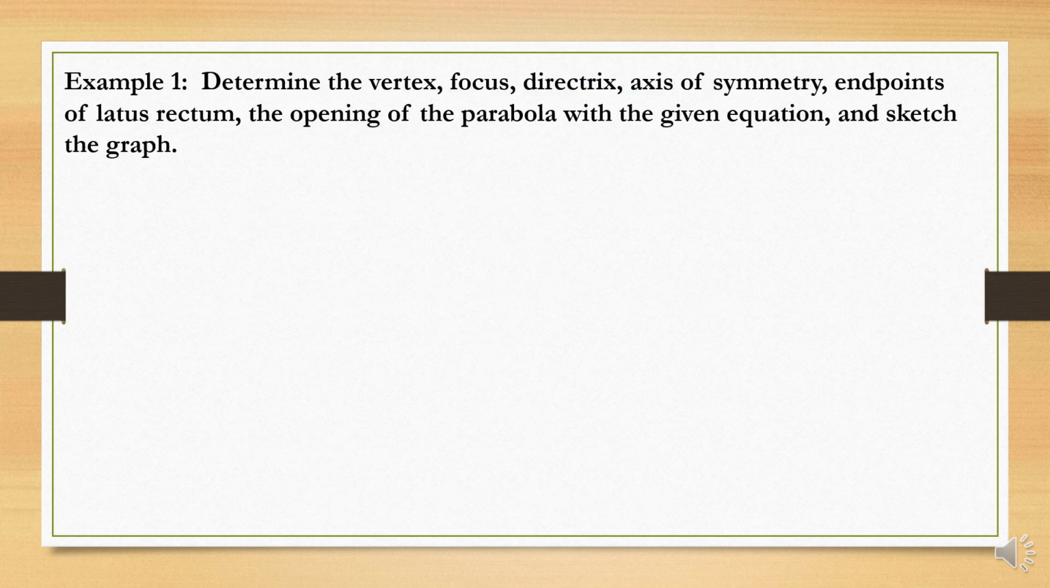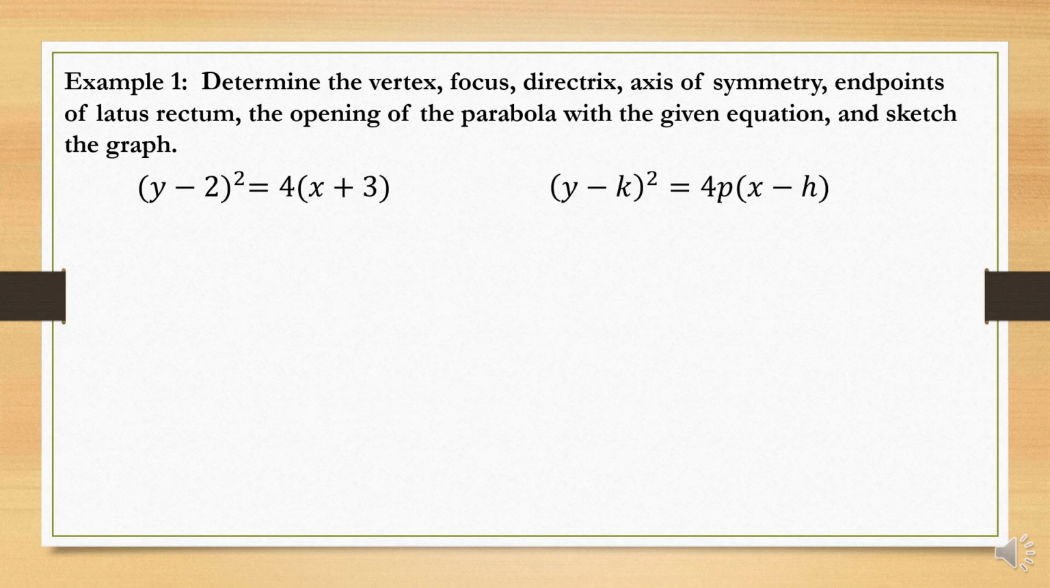Example number 1. Determine the vertex, focus, directrix, axis of symmetry, endpoints of latus rectum, and the opening of the parabola with the given equation, and sketch the graph. Given an equation of a parabola, which is the quantity y minus 2 squared is equal to 4 times the quantity x plus 3. You have observed that this equation of a parabola is already in the form of the quantity y minus k squared is equal to 4p times x minus h.